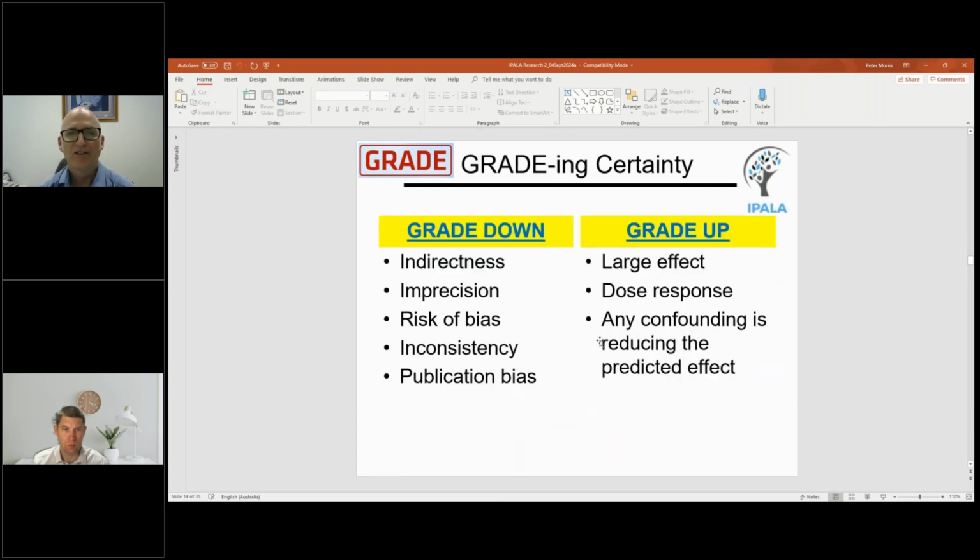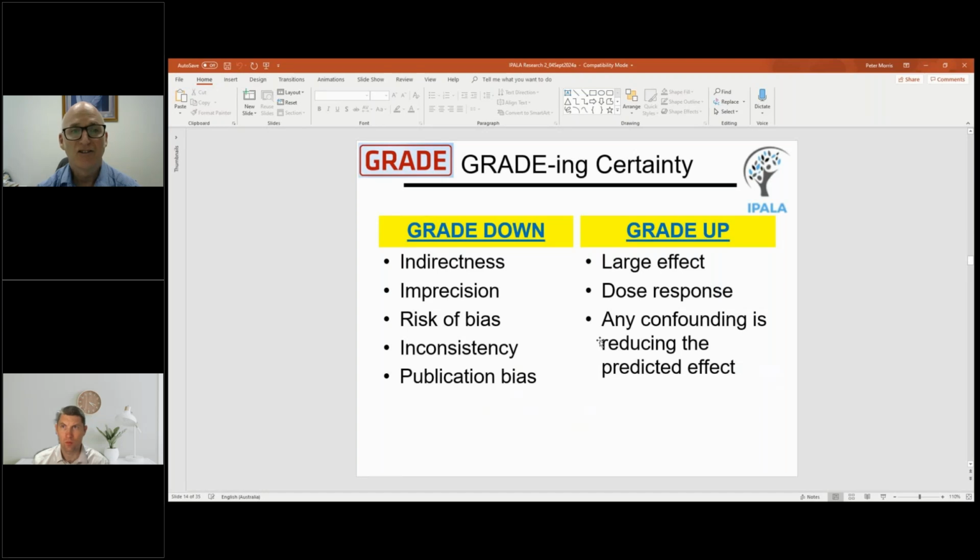So this is the process for grading down and grading up. As I mentioned, randomized trials are regarded as more reliable when you're assessing interventions. So they start initially as high certainty, but if they're indirect, so if the population, intervention, or outcomes are different from the population, intervention, or outcomes you're interested in, then it should be graded down. So, for example, surrogate outcomes would be an example of where indirectness would be a problem.